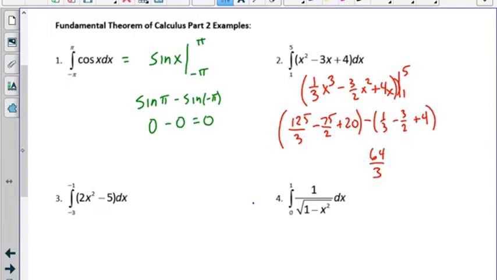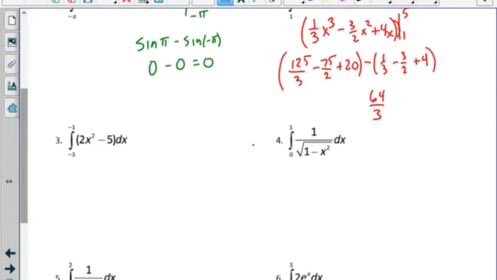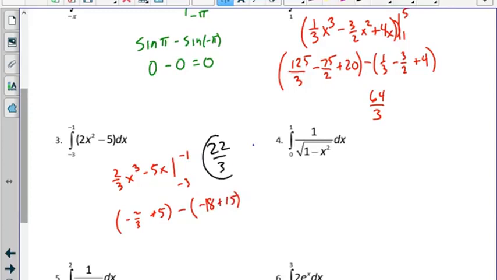Number 3, the integral from -3 to -1 of 2x squared minus 5. If we take an antiderivative of this, we get 2/3 x cubed minus 5x. And we're going to evaluate that from -3 to -1. So if I sub in -1 here, I get -2/3 plus 5. And then I'm going to subtract what happens when I sub in -3. So that gives me -18 plus 15. So when I simplify that, I get 22 thirds.